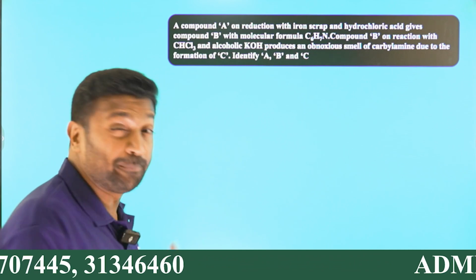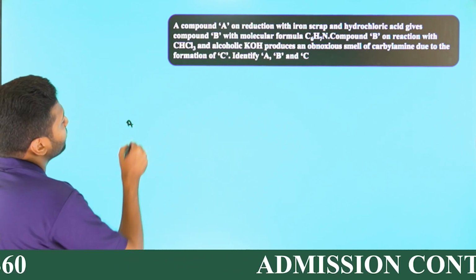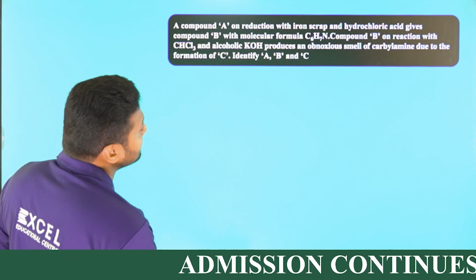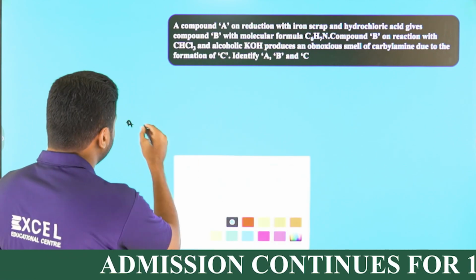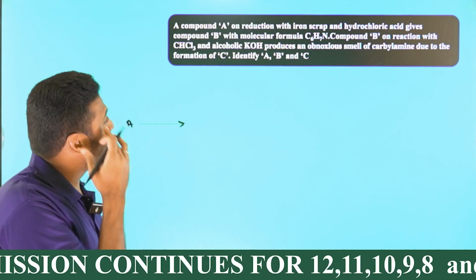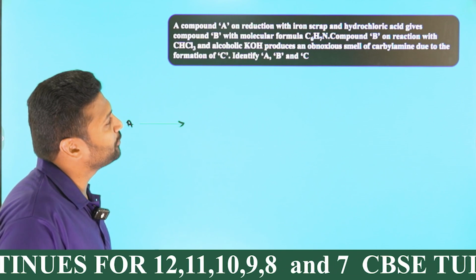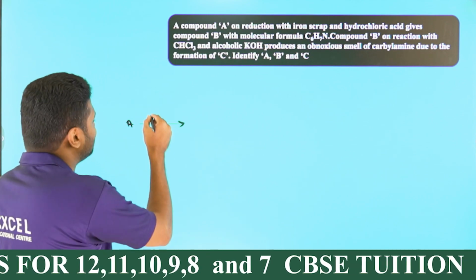Okay, let's see how to approach a word problem. Compound A on reduction with iron scrap and hydrochloric acid. Iron scrap and hydrochloric acid means Fe in presence of HCl, right? Compound A, on reduction with iron scrap and hydrochloric acid, means Fe in presence of HCl.